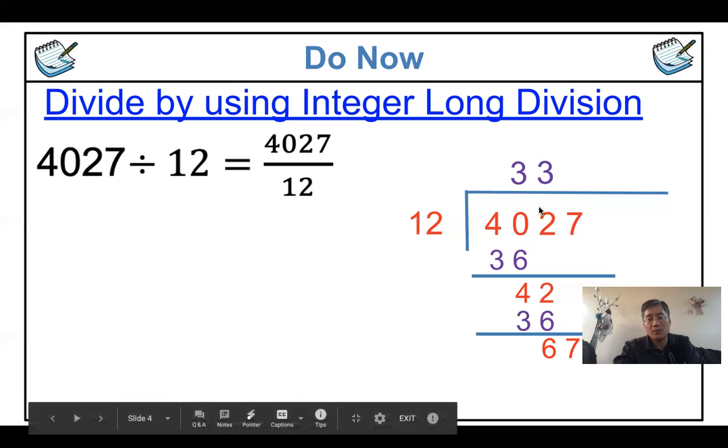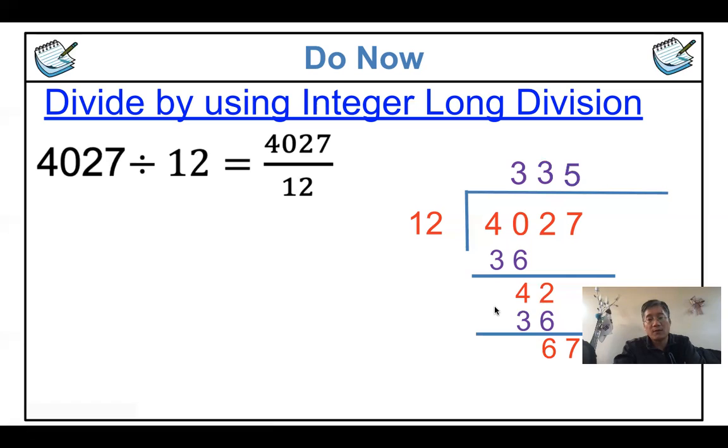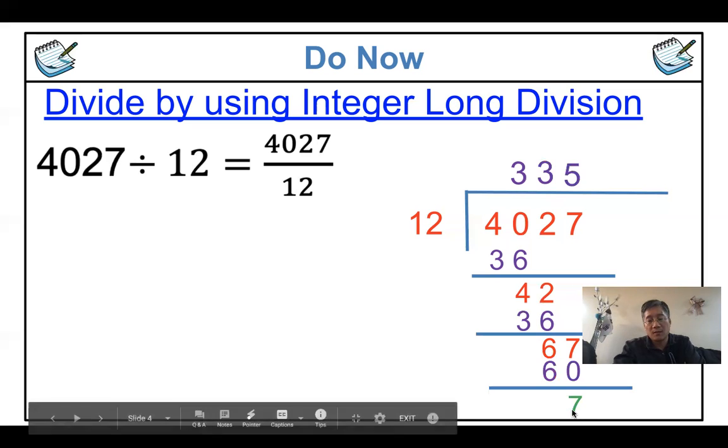Now how many 12 go into 67? 5, right? So you put the 5. And then it will be 60, and you know 7 is left here. Now you cannot do any more because there is no more number. Then you are done. So 335 is the quotient and the remainder is 7.